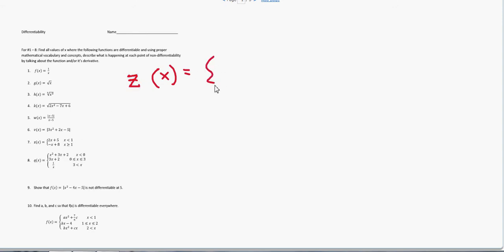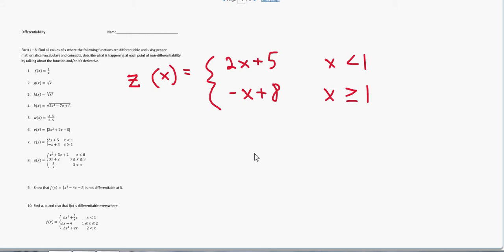Z of x is equal to 2x plus 5 or negative x plus 8. It's just two functions put together, and it equals 2x plus 5 when x is less than 1, and it equals negative x plus 8 when x is greater than 1.